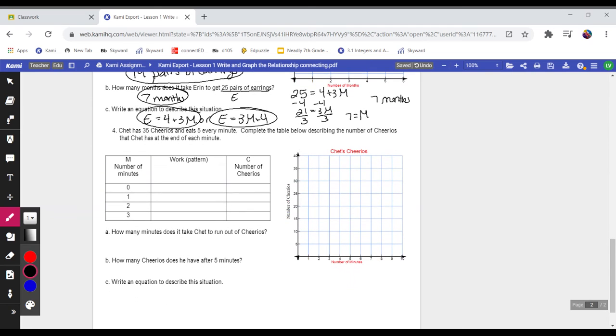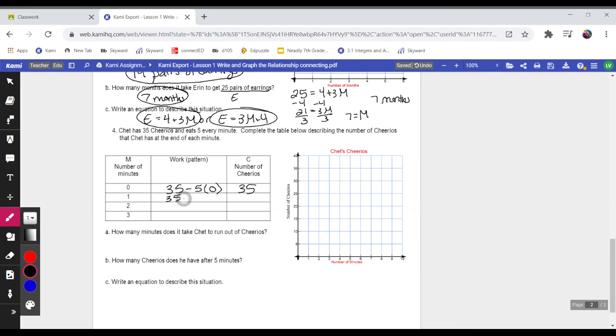Moving on to number 4. Chet has 35 Cheerios and eats 5 every minute. Complete the table below describing the number of Cheerios that Chet has at the end of each minute. So let's start with M is the number of minutes, so 0, 1, 2, 3. We're going to figure out a work pattern and then the number of Cheerios that are left. So at 0 minutes, Chet still has 35 Cheerios because we have 35 and we take away 5 per minute. So it's 5 times 0.